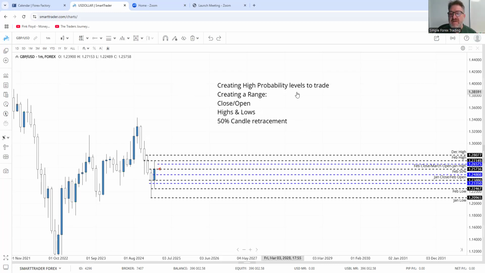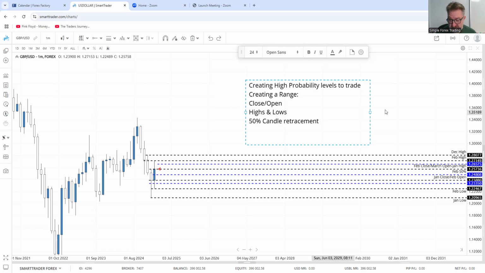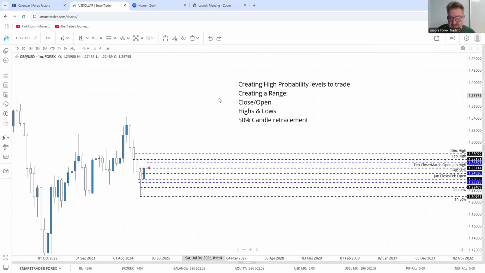So what are we doing? We're creating high probability levels to trade. We're basically creating a range to trade in, right? And what do we use? Well, we use the close and the open, the highs and the lows, and 50% candle retracement. And we start with the monthly chart. So I've set it up here. I'm going to go through it with you.